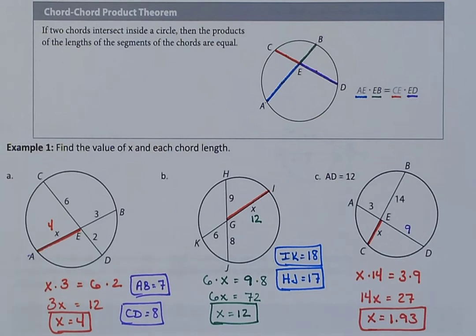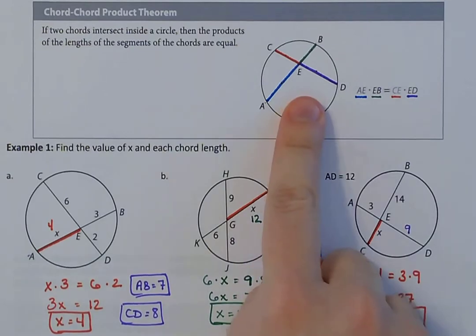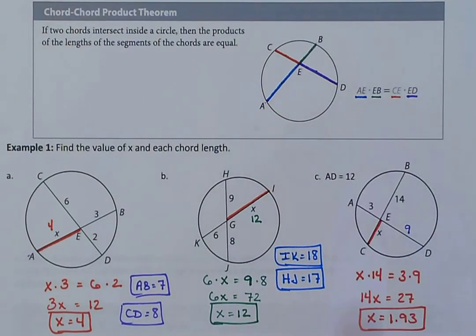So, that is example 1 on using the chord-chord product theorem, where they are going to tell you the value of 3 of the different segments of the chords. They want you to find the 4th and final segment of one of the chords, and you're going to use the chord-chord product theorem, where you multiply both segments of each chord and set them equal to each other, as they are the same measure. Alright, so that is example 1 in the chord-chord product theorem.